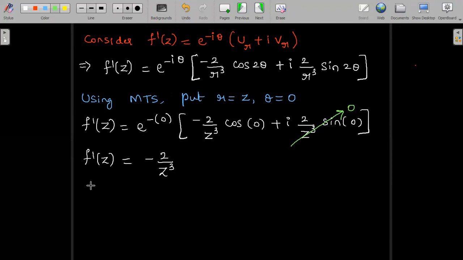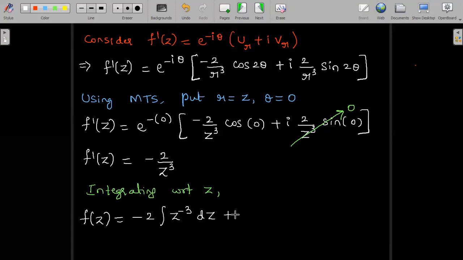Now we integrate with respect to z. Integrating with respect to z, to obtain f of z as a function of z. So we get f of z is equal to minus 2 into integration of z power minus 3 dz plus the constant of integration c. So this is minus 2 into z power minus 3 plus 1 divided by minus 3 plus 1.